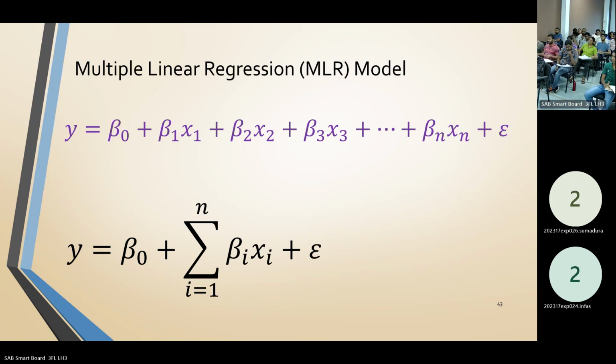So we write down this bit: the general format of an MLR model. We can write y equals beta naught plus beta 1 x1 plus beta 2 x2 plus beta 3 x3, up to beta n xn, plus the error term.